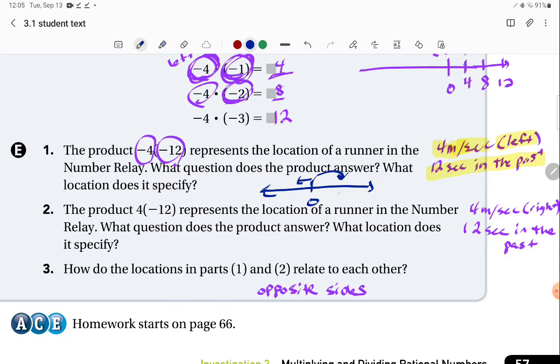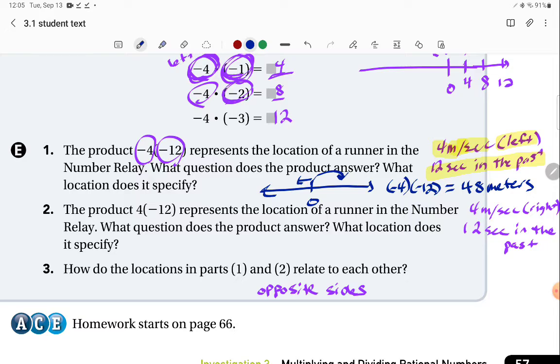Right, so we know our answer is going to be positive, and it's just going to be -4 times -12, and that's where we get our answer of 48. It's going to be a positive 48 meters, because since we're thinking in the past and we're running to the left, now we're going to be to the right of 0.